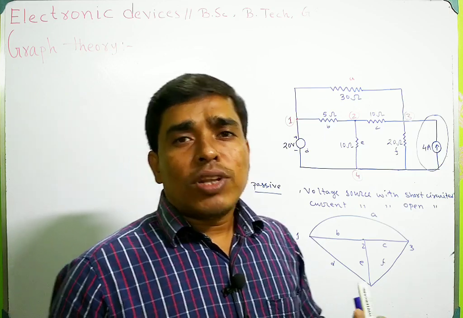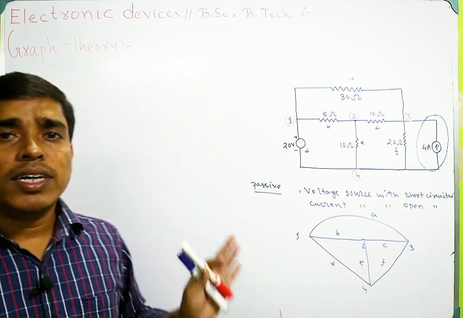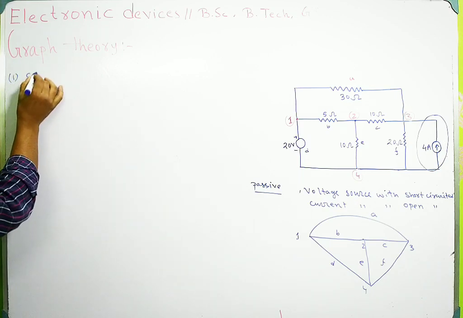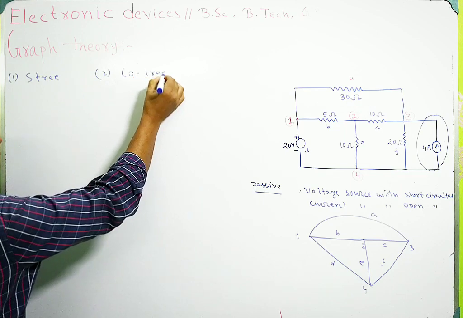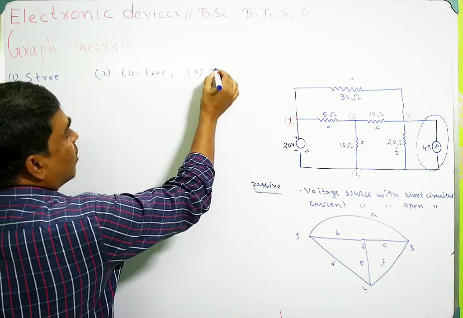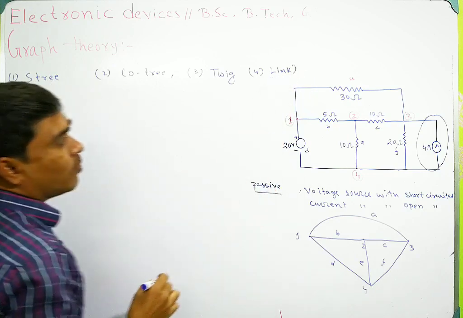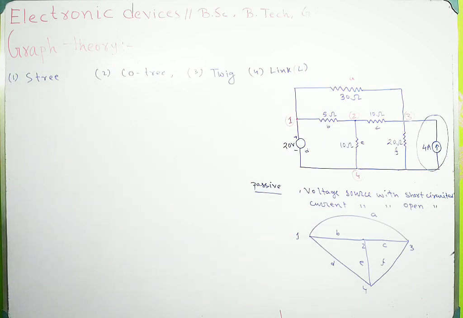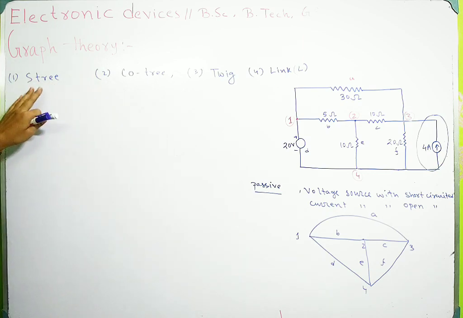Now to study graph theory, you have to know some related terms. Number one is tree. Number two is co-tree. Number three is twig, and number four is link. Okay, so these are the four parameters we should know to study graph theory. First of all, we will discuss tree.